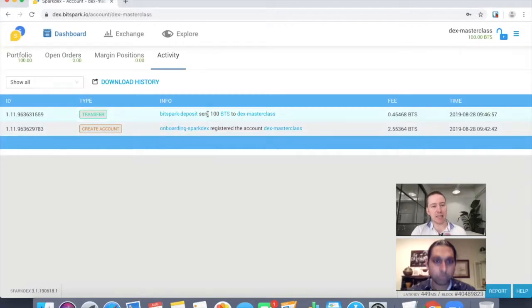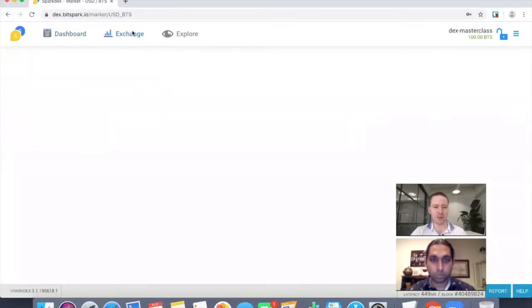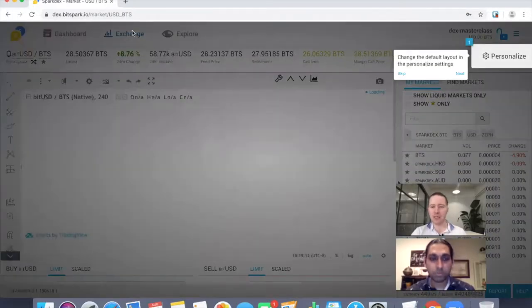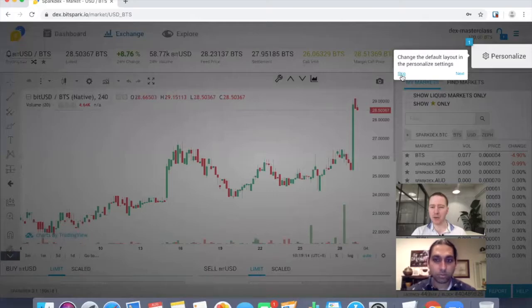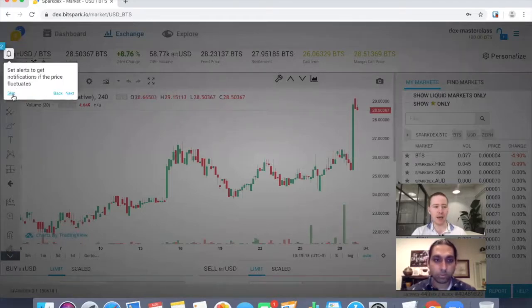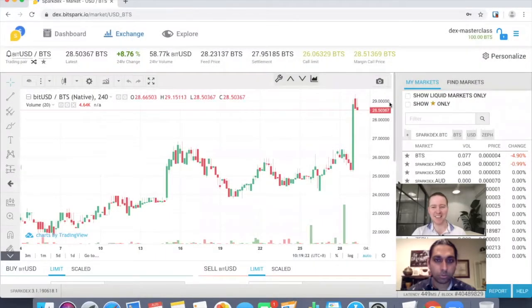But let's have a look at the actual exchange and the trading interface, shall we? I mean, this is the juicy part. This is what the DEX is all about. So firstly, when you first load it for the first time, you get a little intro tutorial, so feel free to step through that if you'd like. For now, I'm just going to skip it because we'll be talking about exactly this.